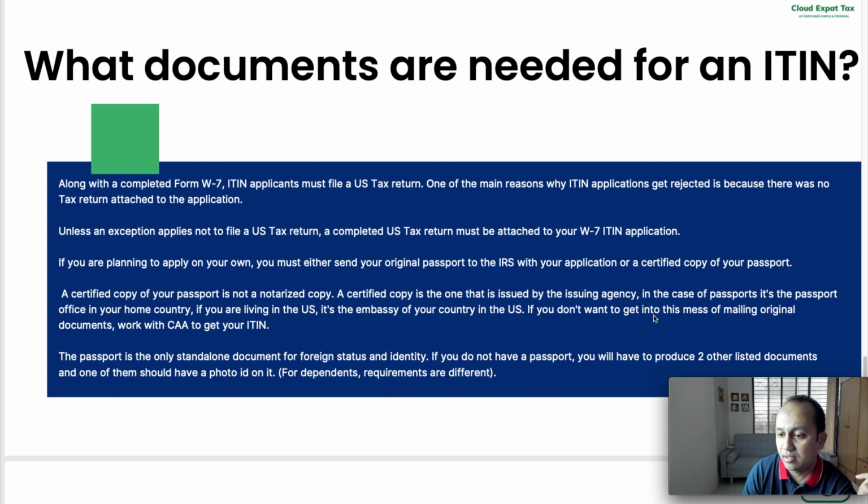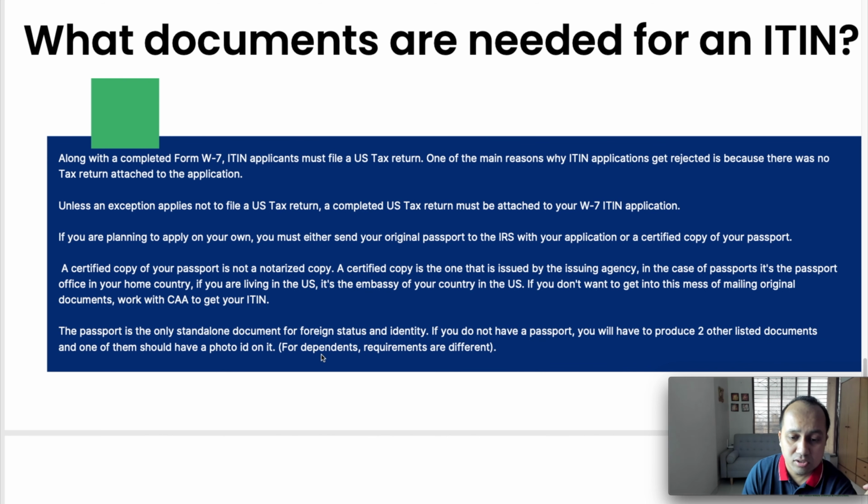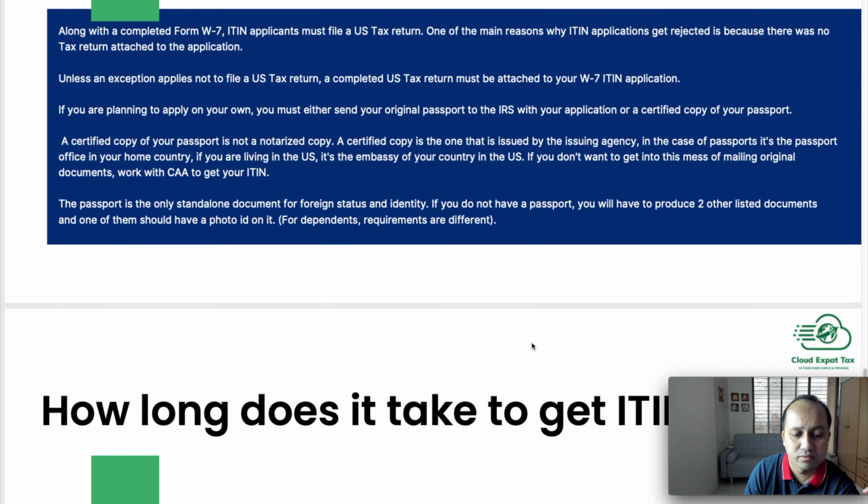And if you don't want to mess with getting your original documents sent to the IRS, you must obviously work with the CAA. The passport is the only standalone document to support your foreign status and your identity. If you don't have a passport, then you will have to produce two other listed documents, which should have a photo on it. For dependents, well, the requirements are a bit different.